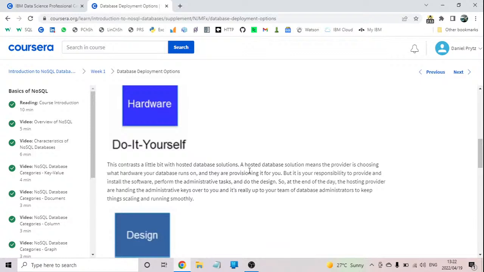You're in charge of installing software for the database, and also you're in charge of installing the other stuff.